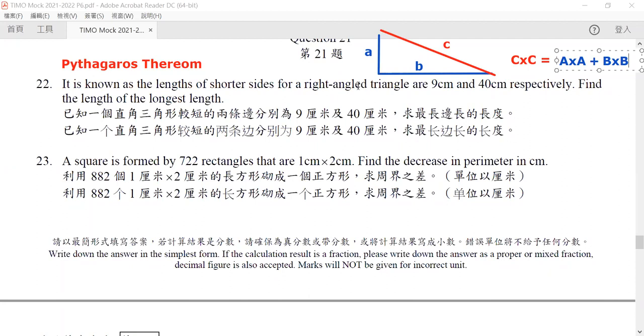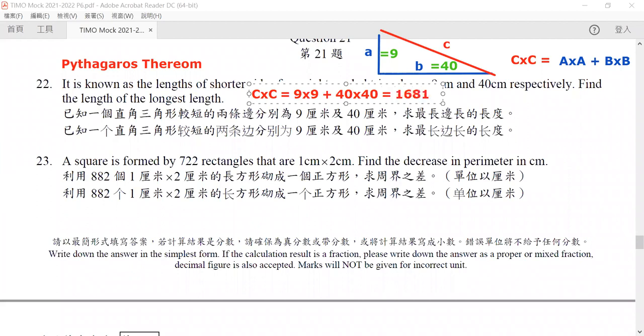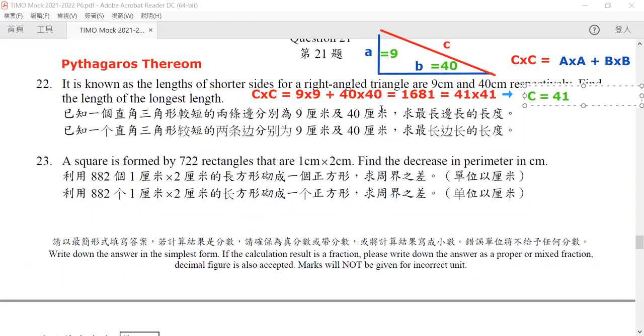Because we already know A and B, what's the value of A and B? It is equal to 9 and 40. So we can directly substitute into it, and hence we get the square of our hypotenuse equal to 9 times 9 plus 40 times 40, which is 1681. But what is the value of 1681? 1681 is exactly 41 times 41. So the square of our side is equal to the square of 41, hence our side is equal to 41. By applying the Pythagoras theorem, you can very easily calculate the result.